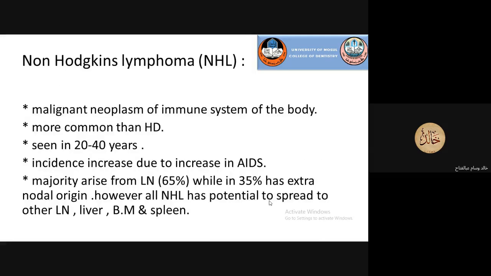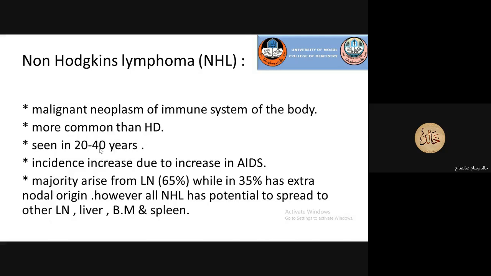Now we come to the last topic in our lecture, which is non-Hodgkin lymphoma. Non-Hodgkin lymphoma is also a malignant neoplasm of the immune system of the body. It is more common than Hodgkin lymphoma. It is seen mainly in the age of 20 to 40. The incidence has increased due to the increase in the incidence of AIDS or HIV.